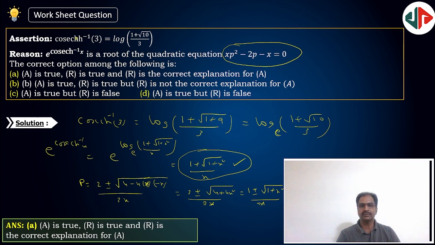So for that quadratic equation, use minus b. That is a quadratic equation in p, not x. So p is equal to minus b plus or minus under root b square minus 4ac by 2a. So both the statements are correct, and the second statement is a correct explanation for the first one.